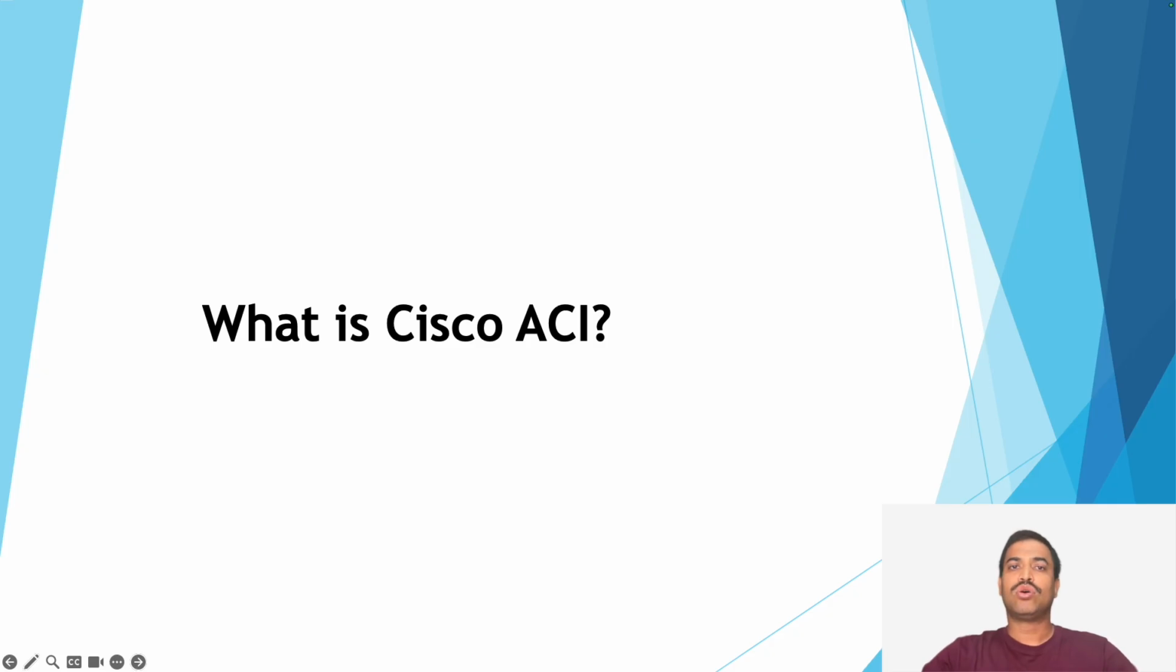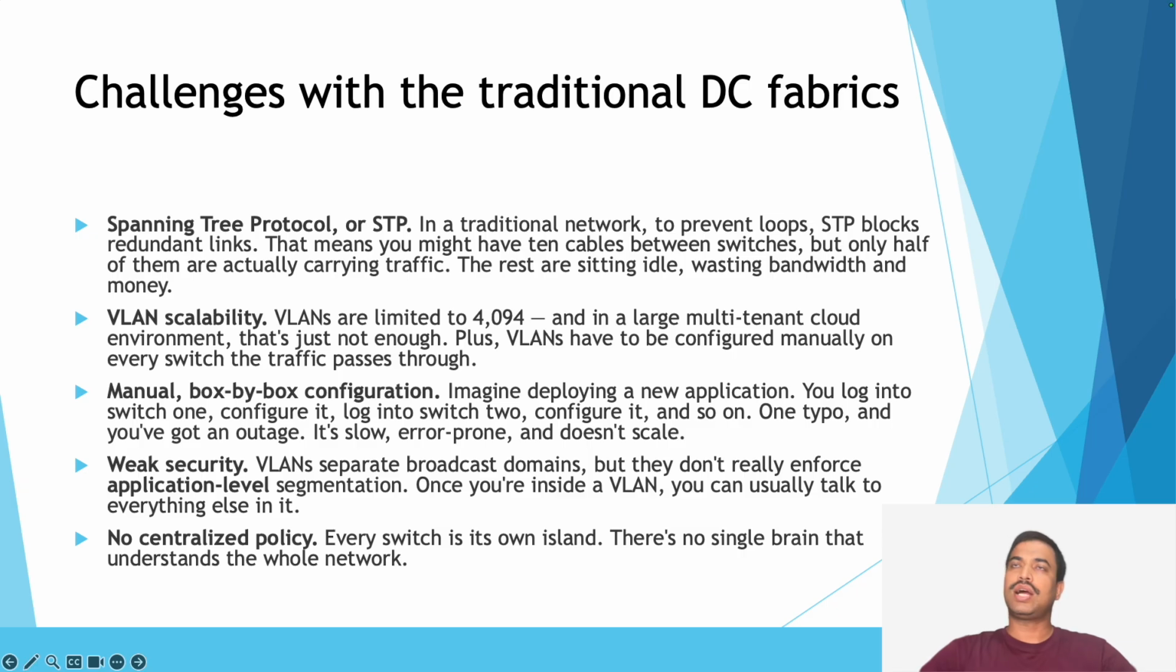We'll cover why traditional VLAN networks struggle in modern data centers, the brilliant spine leaf architecture in ACI, the role of the APIC controller, what we mean by policy driven networking, and finally, the difference between physical and logical topologies in ACI. Let's get started. So, why does the traditional data center fabric struggle?